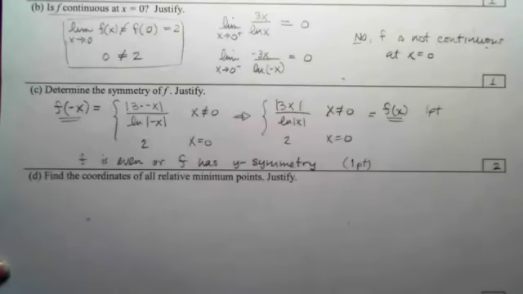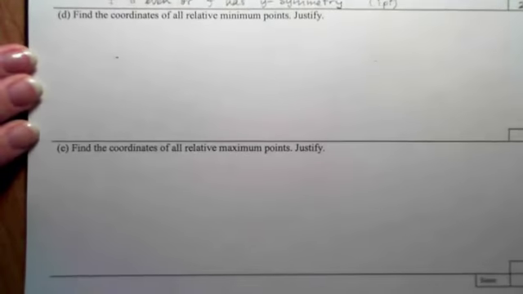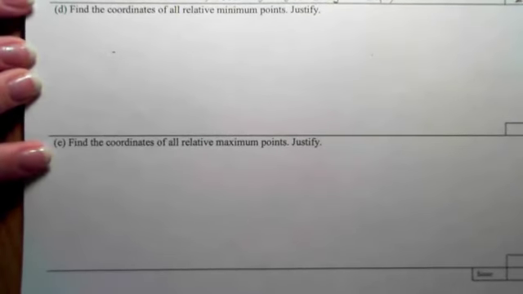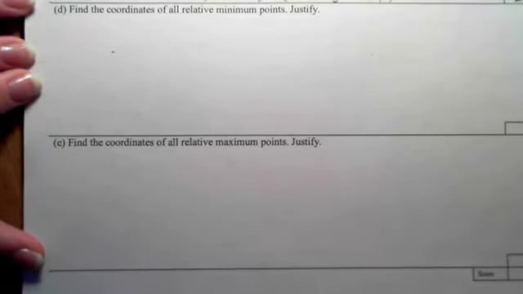So we have 5 points remaining, and with those 5 points we have got to find the coordinates of relative mins and maxes, or no, just mins, I lied, and we have to find the coordinates of the relative maxes.